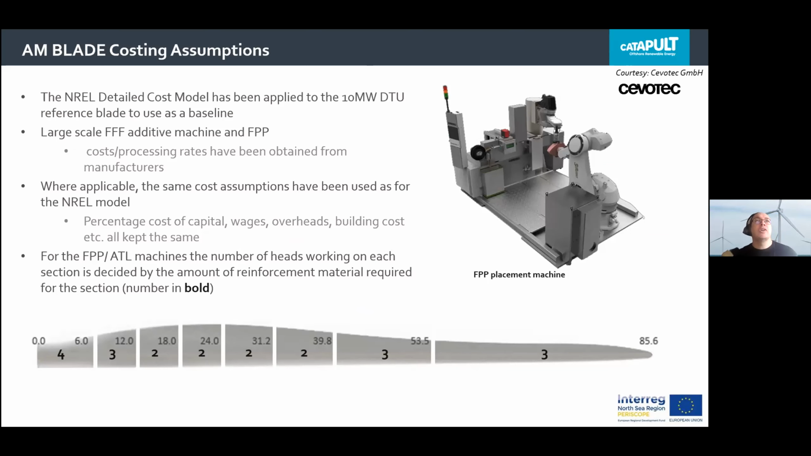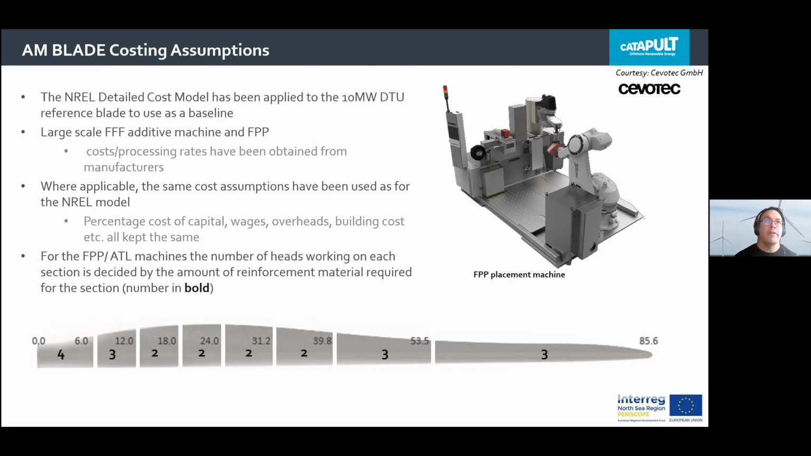So in the Unblade costing assumptions we've taken the NREL detailed cost model, and that's been applied to the DTU 10 megawatt reference blade. We've used large scale FFF, as Ollie outlined, to produce those core modules. And basically for the fiber treatment on the outer surface to produce these skins, we've looked at fiber patch placement as the core technology we'd be using. So a lot of those cost assumptions are embedded in the NREL model. Things around cost of capital and wages, they've all been taken into account.